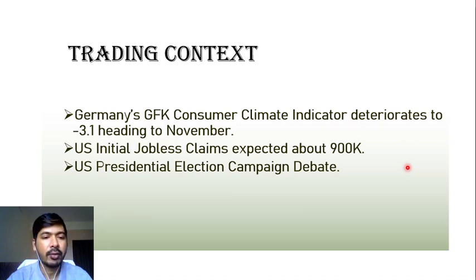We also have the election campaign debate for the US presidential elections, and here Mr. Trump and Mr. Biden will spar over the policy measures, and let's see how it goes for the election campaign of both these presidential nominees.